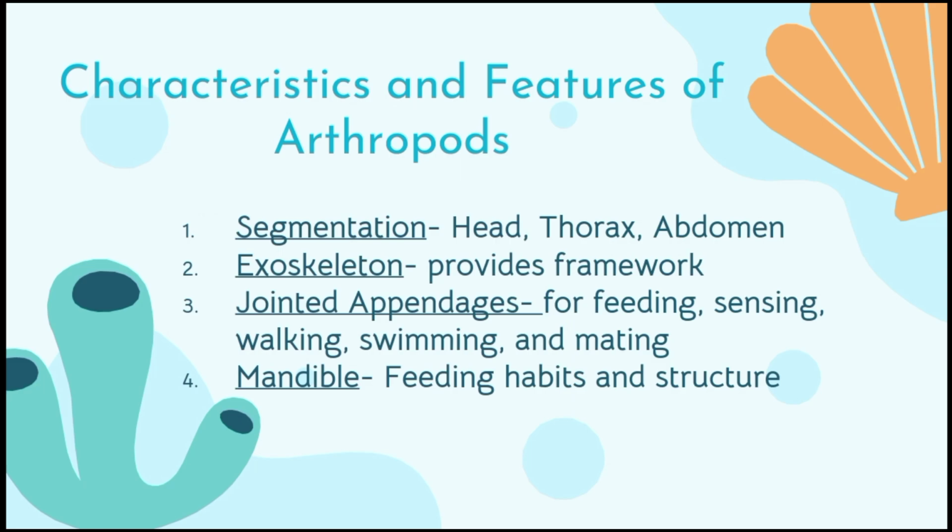The first one, segmentation. They should have head, thorax, and abdomen. Number two, exoskeleton. It provides framework for the animals. Number three, jointed appendages. This part can be used for feeding, sensing, walking, swimming, and mating. And number four, mandible. It can be used as their feeding habits and structure.